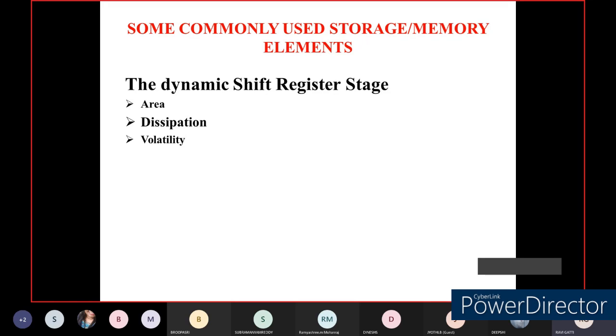And the next one is volatility. Volatility signifies how well we are able to store our data in the shift register. For a good dynamic shift register implementation, the volatility has to be as minimal as possible. So these are the three things we look for when we want to design dynamic shift register elements for storage or a memory block implementation.